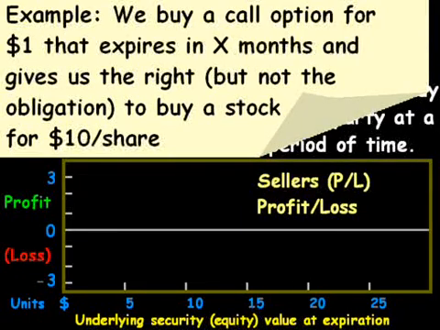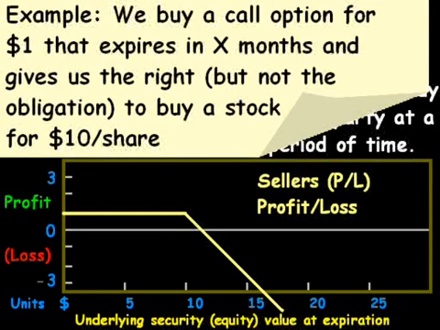Now let's take a look at this from the seller's PL, or profit loss. And if you intuitively guessed that it would be the inverse of the buyer's profit loss, you are correct, and I will draw that right here. The further out we go as far as security price and equity price, the more the seller loses. But as long as the price of the security stays below the strike price, the seller is going to be profiting the $1 premium.